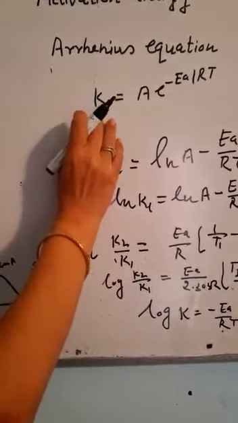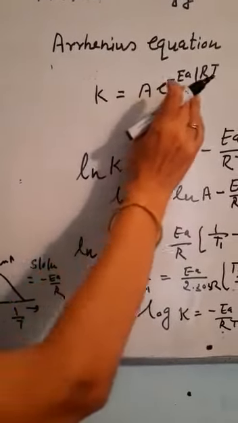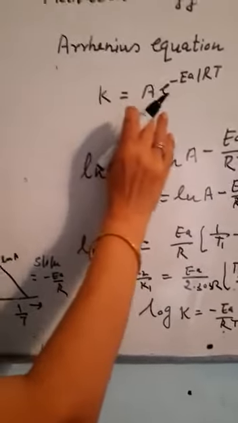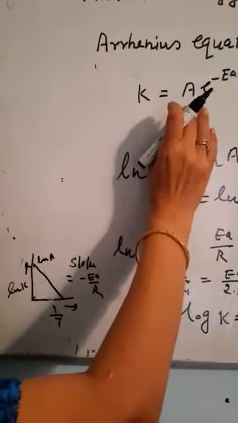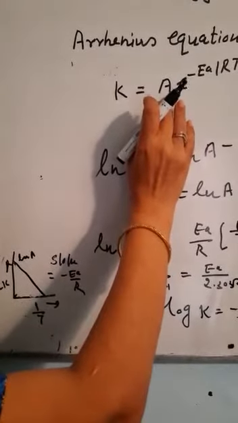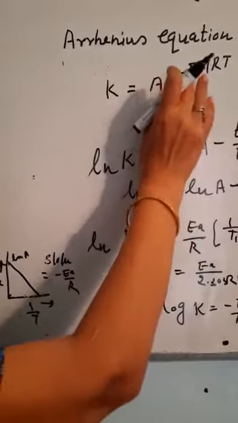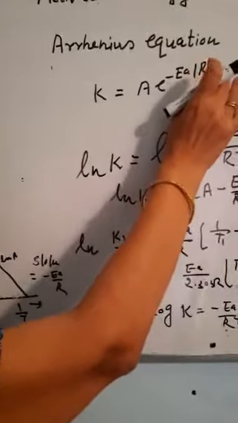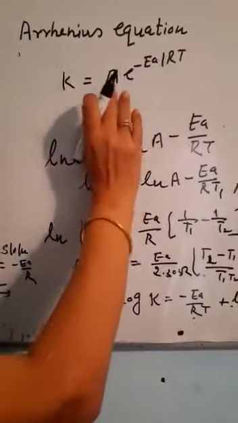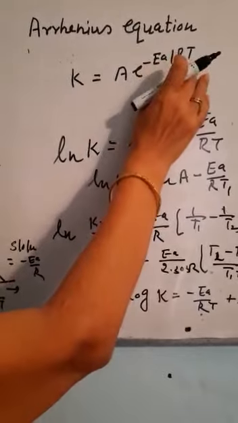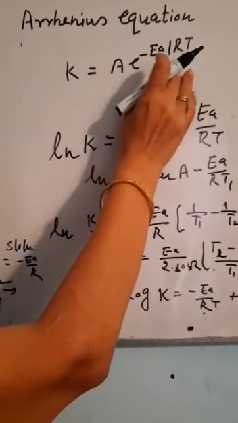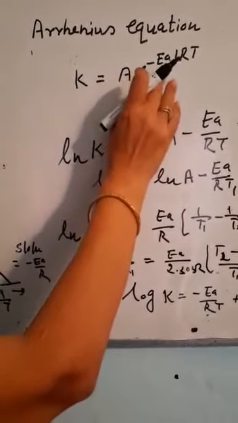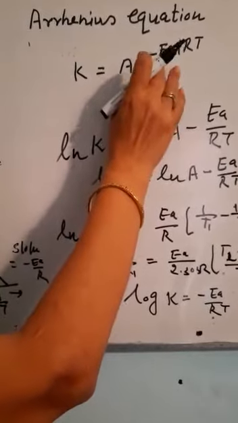Yesterday I told you about the Arrhenius equation. This Arrhenius equation is K = A e^(-Ea/RT). K is the rate constant. A is known as the pre-exponential factor, or the frequency factor. Ea is activation energy, R is the universal gas constant, and T is the absolute temperature. The factors A and Ea/RT are known as Arrhenius parameters, and we can very easily calculate activation energy just by using these parameters.